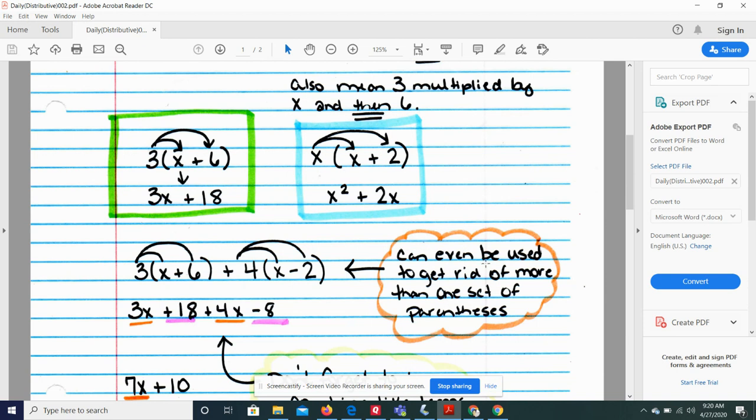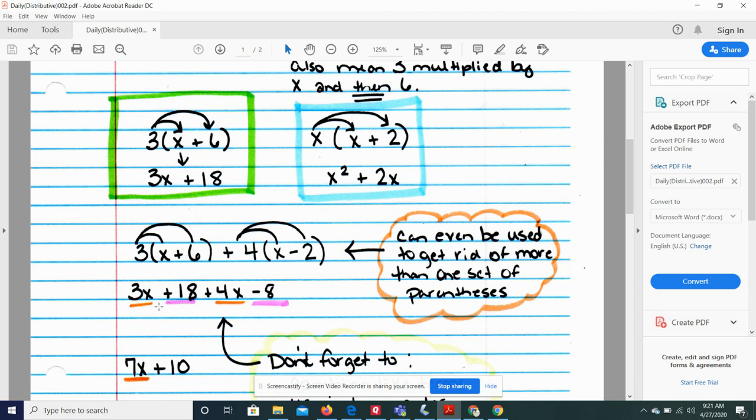Okay, and it can even be used to get rid of more than one set of parentheses. For instance, right here, we've got 3 times the quantity x plus 6 plus 4 times the quantity x minus 2. So 3 times x is 3x. 3 times 6 is plus 18. 4 times x is plus 4x. And 4 times negative 2, remember a positive times a negative is negative, so minus 8.